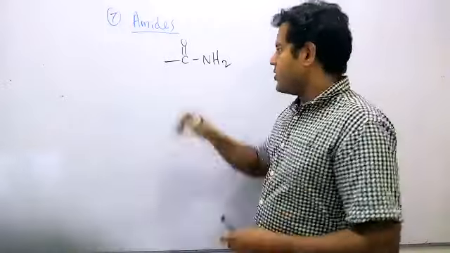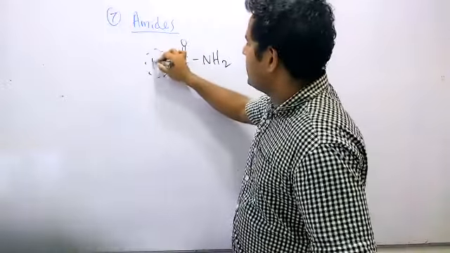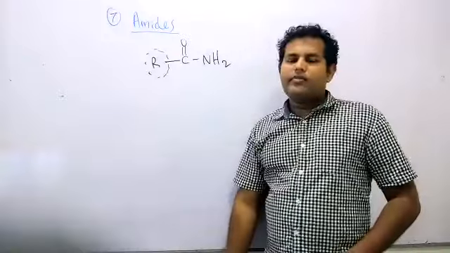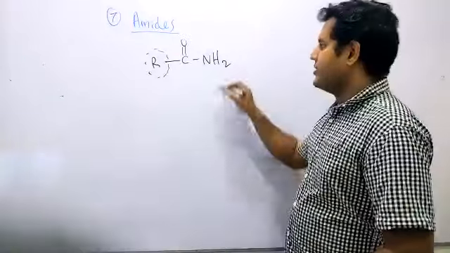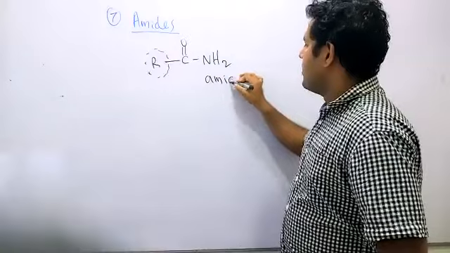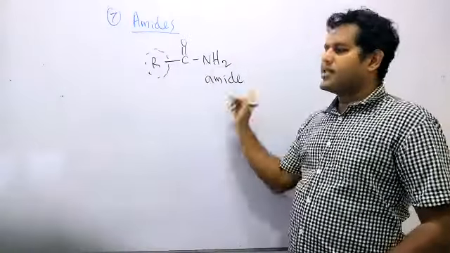So then what is this? Do you know the meaning of this? It's the R group. So how do we write the name of an amide? It's really simple. The name of the amide is amide. Both are the same.